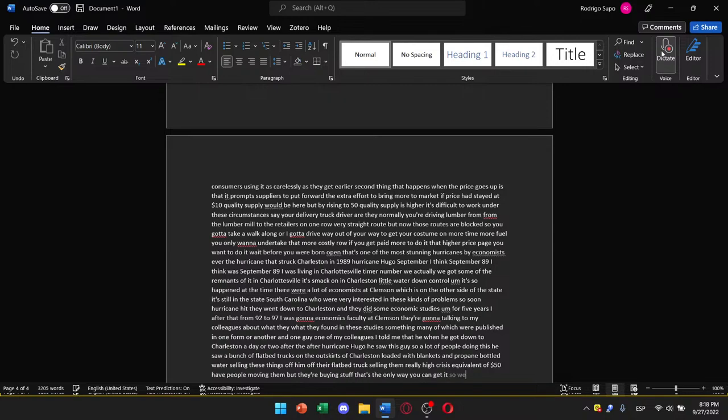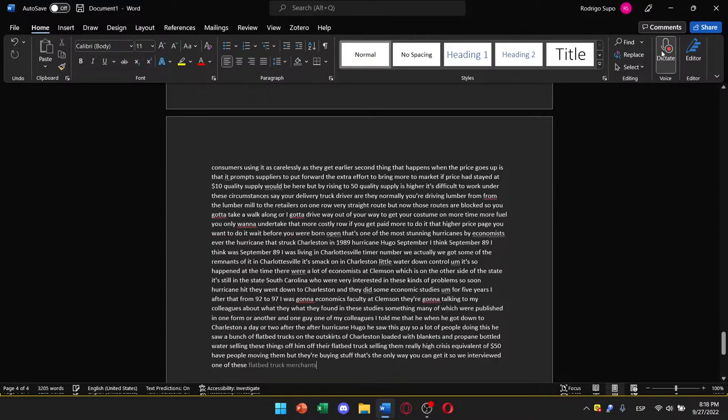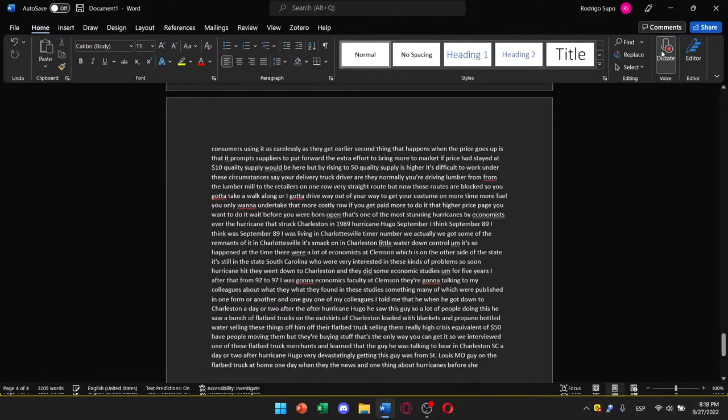So we interviewed one of these flatbed truck merchants and learned that the guy he was talking to there in Charleston, South Carolina, a day or two after Hurricane Hugo hit so devastatingly, was from St. Louis, Missouri, middle of the country. He owned a flatbed truck and was at home one day, looking at the news. One thing about hurricanes, of course, they're not good, but they do give you some warning. They're not like an earthquake. So this guy's watching the news, and he realizes that Charleston's probably going to be devastated by this hurricane.